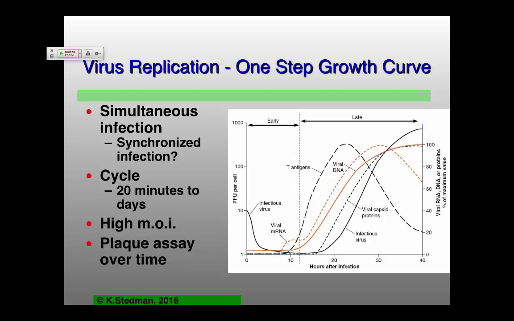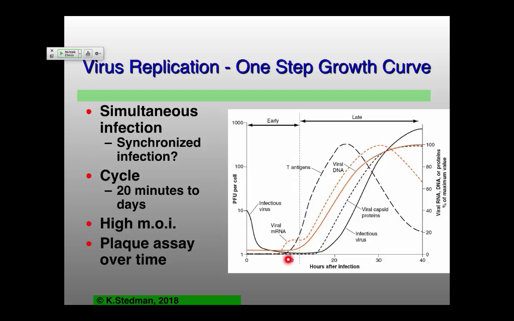One-step growth curves are almost always separated into two phases, the so-called early phase and late phase. Again, the virologists are incredibly creative in terms of their names here. Early infection is when you've gone to seeing no virus particles. Late infection is when you start seeing virions. And this can vary a little bit here as well.